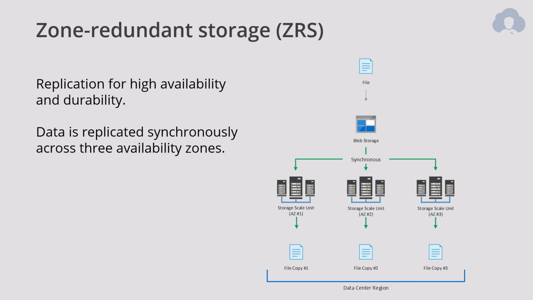The next one is zone redundant storage. This is a bit more pricey, but it's still very inexpensive, because your data is being saved synchronously into 3 separate scale units in separate availability zones. Separate availability zones means that you have a separate power source, separate cooling, and separate networking, but you also maintain 3 copies of the data.